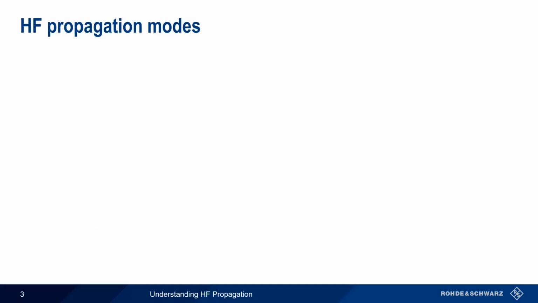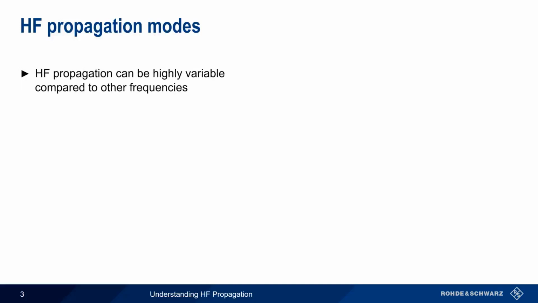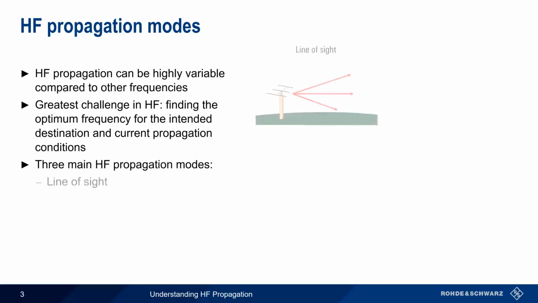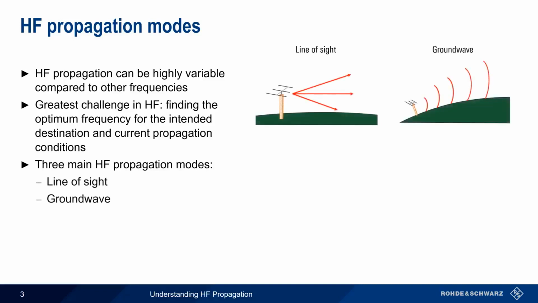Although propagation at HF can provide worldwide communications, HF propagation can also be highly variable compared to communications at other frequencies, such as at VHF and higher. As a practical matter, this means that the greatest challenge in HF is finding the optimum frequency for communicating with an intended destination under the current propagation conditions. Before we go into more detail about how this is done, let's briefly cover the three main HF propagation modes: line of sight, ground wave, and sky wave.